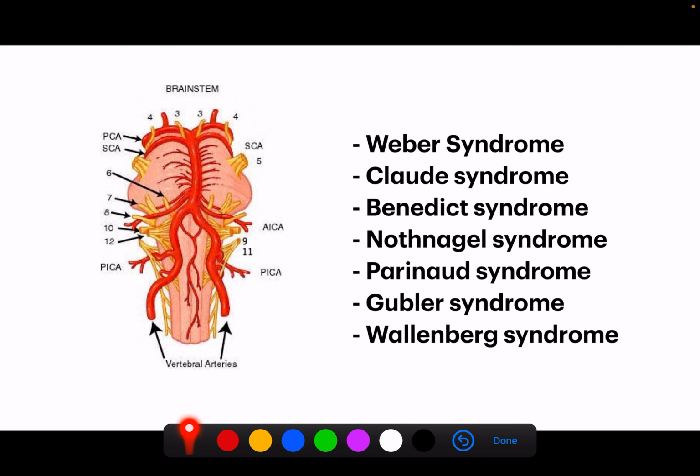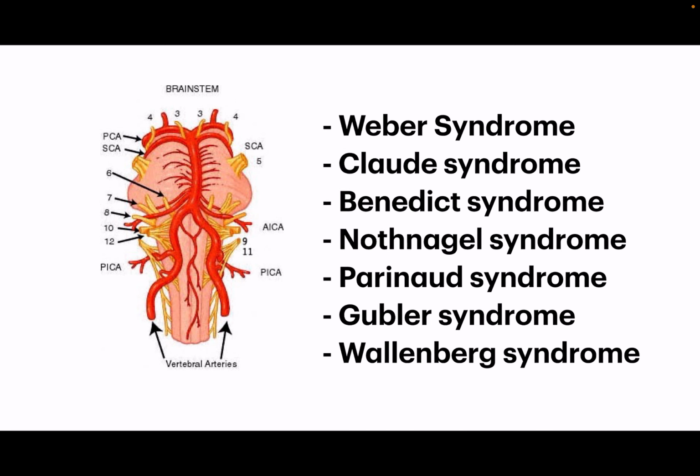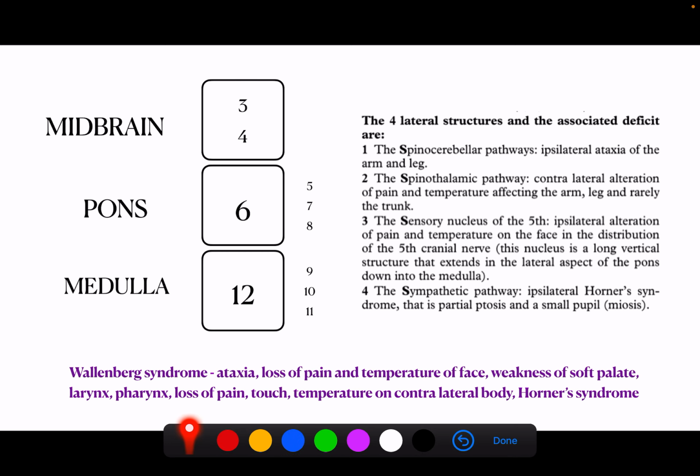Okay, here are the various types of brainstem stroke syndrome, and they share the various complex anatomy, right? These are the Weber syndrome, Claude, Benedikt, Nothnagel, Millard-Gubler or Gubler, and Wallenberg syndrome. Okay. Let's see one of the examples, Wallenberg syndrome.